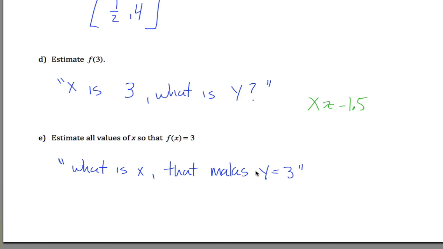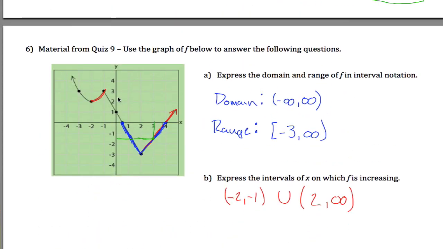Don't confuse that with this one. It's very similar. This is saying the height is 3. What different x's have a height of 3? The height is 3 right here. Looks like this x-coordinate has a height of 3, and this x-coordinate has a height of 3. And then I guess there's another one out here. So 3 different answers. When my x-coordinate is -3, I have a height of 3. When my x-coordinate is -1, I have a height of 3.